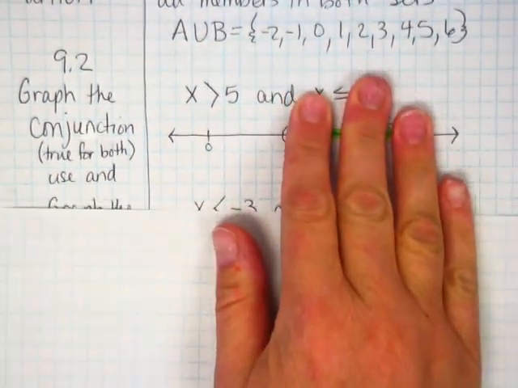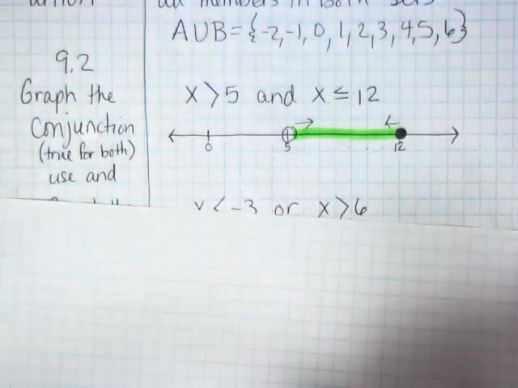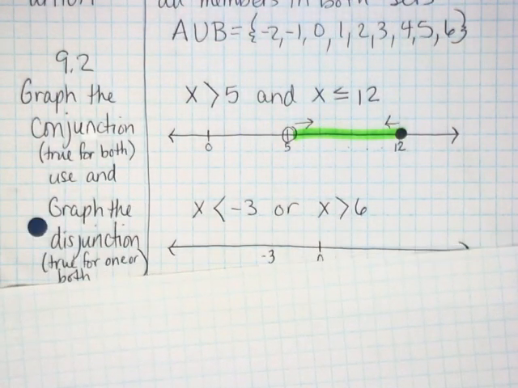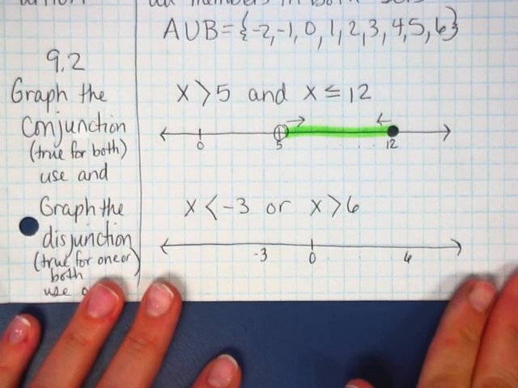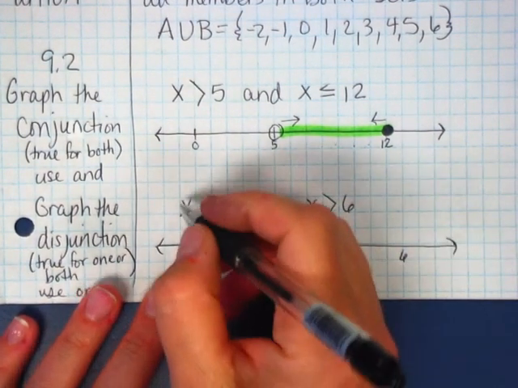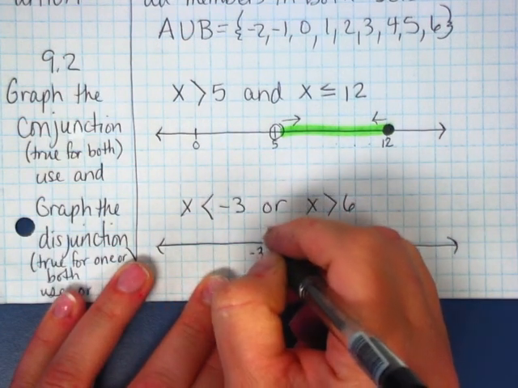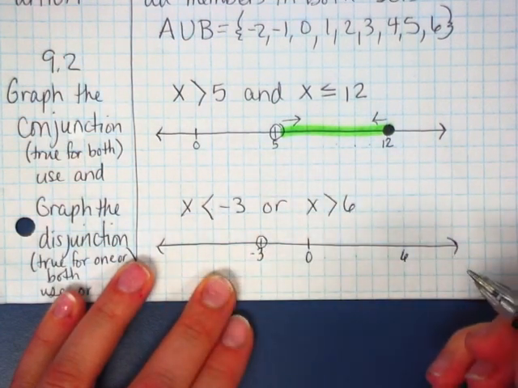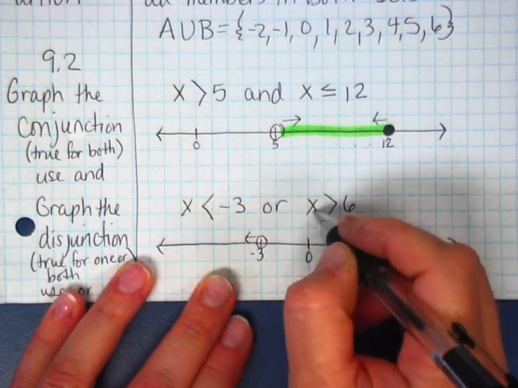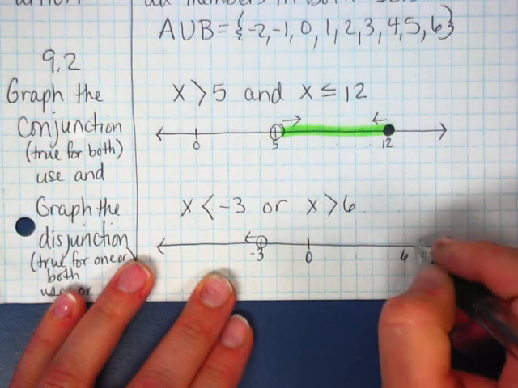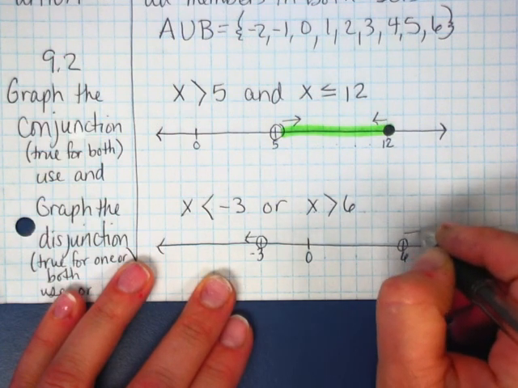So now if we're looking at a disjunction, we're looking at x is less than -3 or x is greater than 6. So we use the word or instead of and, and let's see what happens. So x is less than -3, open circle at the -3, and I know that it's less than, and less than goes this direction. x is greater than 6, open circle, and greater than 6 would be this way.